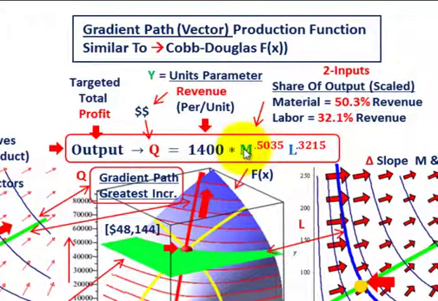So the material and labor I'm showing both as exponents up here. Our material represents about 50.3% of our revenue per unit of $1,400. That's really raised to the exponent 0.5035. And then you take that material quantity times your labor quantity, and that labor is raised to about 0.3215, or it represents about 32% of the revenue per unit.